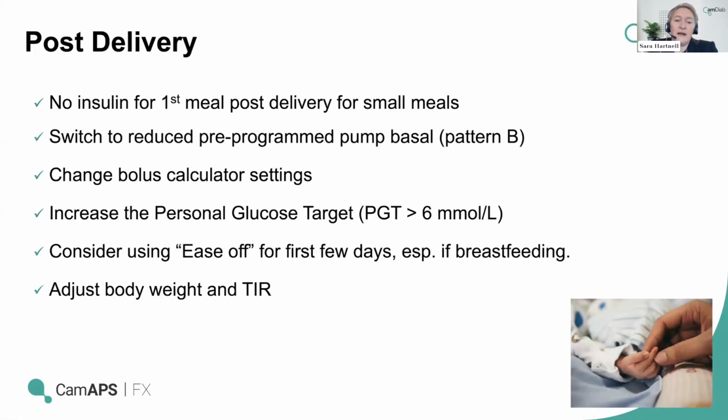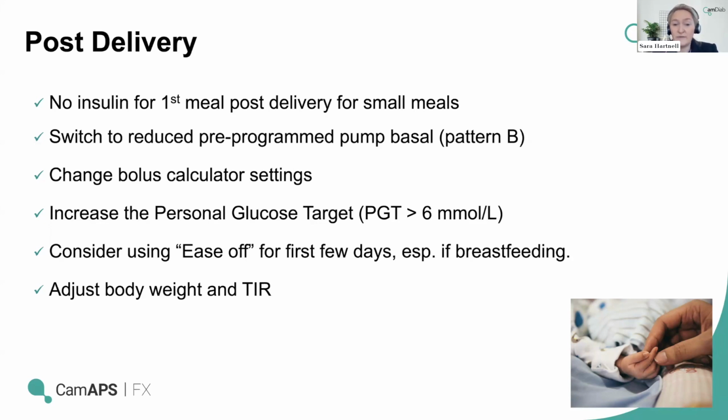And then post-delivery, we say that there's no insulin required for that first meal post-delivery, that tea and toast, whatever, they just don't need it. There's usually plenty of insulin hanging around. This is when we're encouraging women to switch to those planned pre-programmed basal settings for post-delivery, changing those bolus calculator settings, increasing the personal glucose target back up. So from those tighter pregnancy targets, you can go a bit higher. Don't need to go super high. It's absolutely fine to go to 6.5.